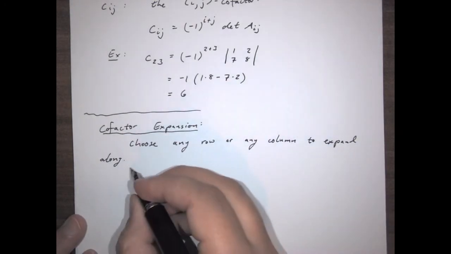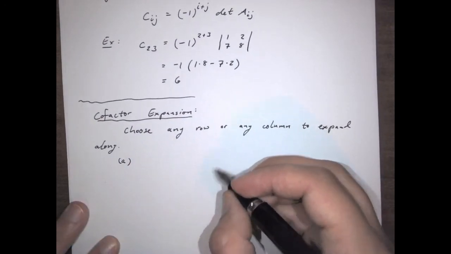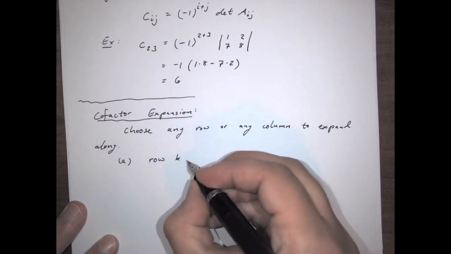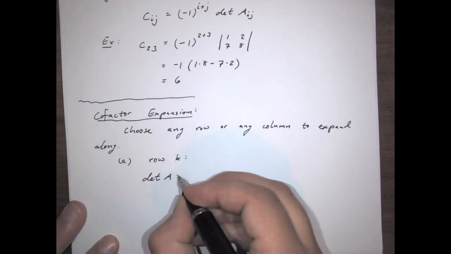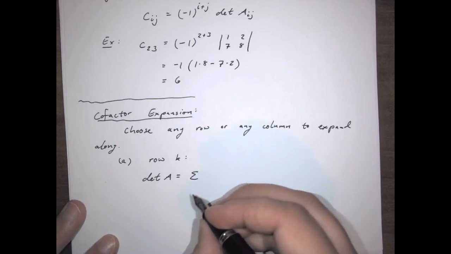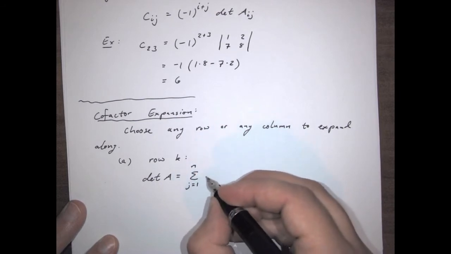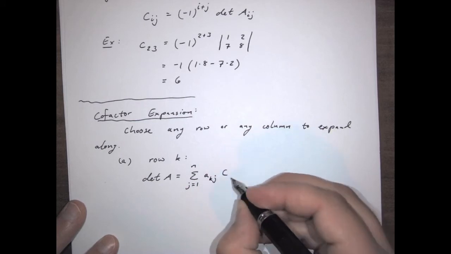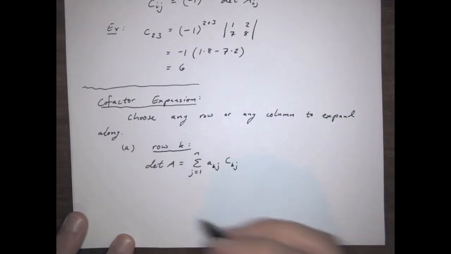So then suppose in case A, let's say we chose a specific row. So let's say we chose row K. Then the determinant of A is equal to the sum, and this is going to be j equals 1 to n of A_Kj times C_Kj. So if we chose row K, that's how it would be. Or B.